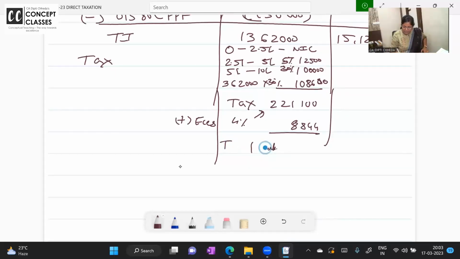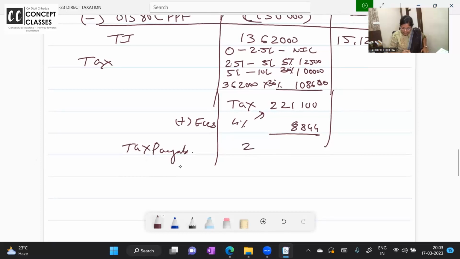Should write it in the particulars column better. Tax payable. Yes, faster than me. 2 lakh.